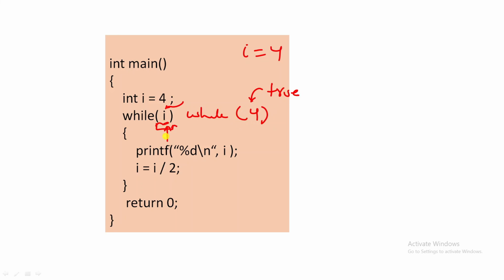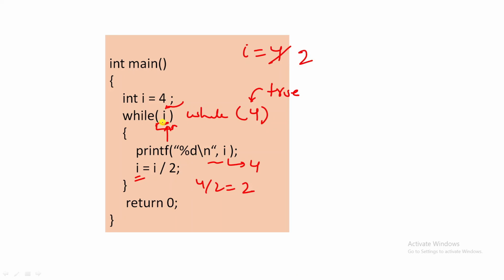So basically while true, I am coming here. So first 4 will be printed. And now I am dividing it by 2, that is, I am making it half, right? So 4 by 2 will be 2, right? So I will be updated to the new value 2.